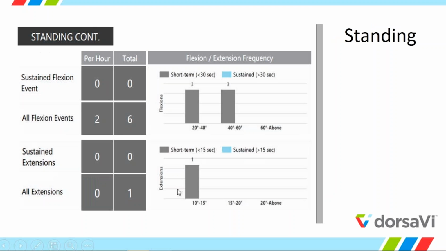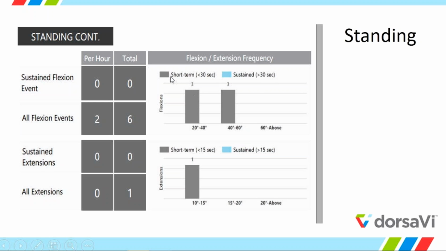Awesome information. So here's standing continued. What this shows you is sustained flexion events and all flexion events, and same with extension. If you look over the bar graph, short term is less than 30 seconds. Sustained would be more than 30 seconds, holding one position. They don't have any blue bars, so that means they didn't hold any position greater than 30 seconds, but they did hold short term, less than 30 seconds, 3 reps.